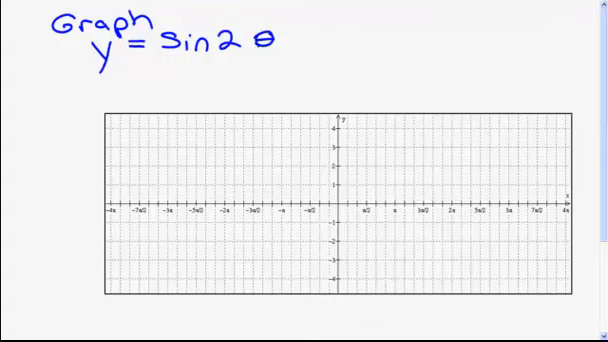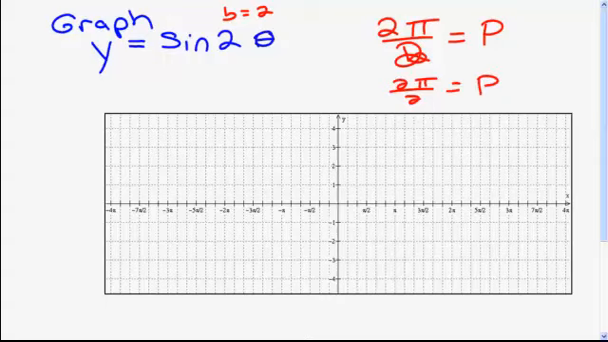The b value, the 2, controls your period. So for sine and cosine both, one complete cycle is 2 pi. And the period itself is 2 pi over b equals your period. So that's when your cycle should end. So normally when there isn't a multiplier, that b value is 1. So one complete cycle is going to be 2 pi. However, in this case, my b value is 2. So I'm going to substitute 2 in place of this b. So I have 2 pi divided by 2 equals my period.